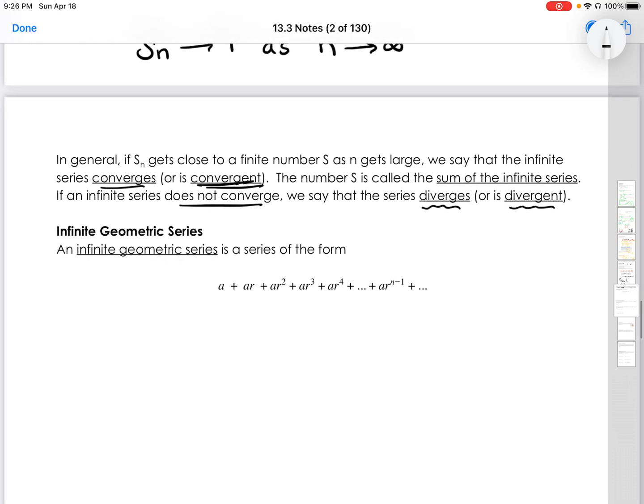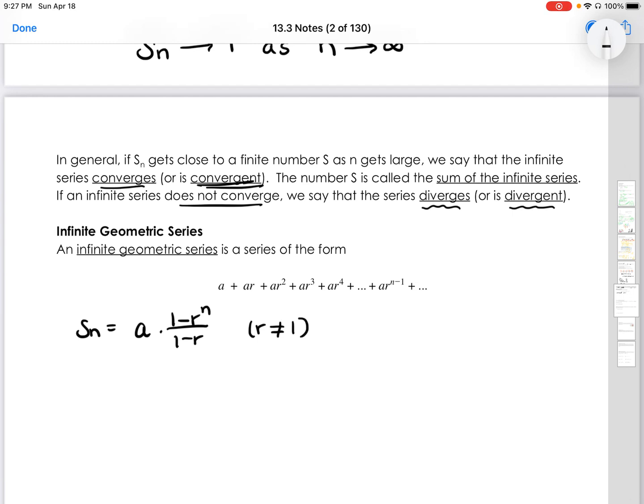Okay. So an infinite geometric series is a series of this form: a plus ar plus ar squared plus ar cubed, and so on. We can apply this reasoning to find the sum of an infinite geometric series. The nth partial sum of a series such as this is given by the formula S sub n equals a times (1 minus r to the n) over (1 minus r), where r cannot equal 1. And we knew that from before.